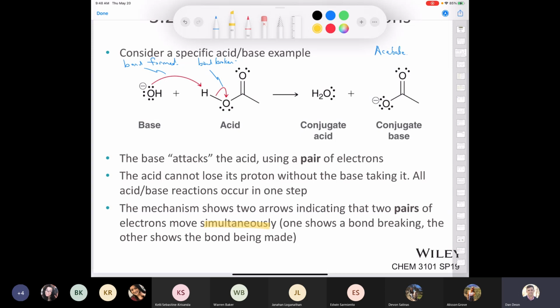So whenever you draw curved arrows in an acid-base reaction, you're going to draw two arrows simultaneously. You're going to draw one that represents a bond being formed, and another one that represents a bond being broken.